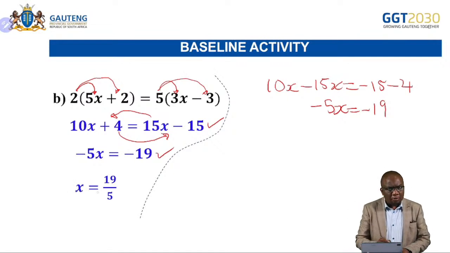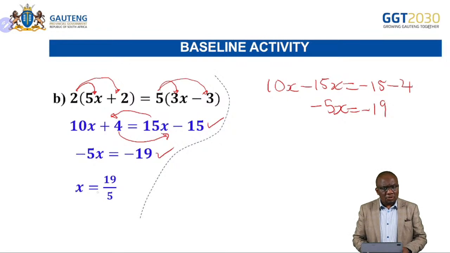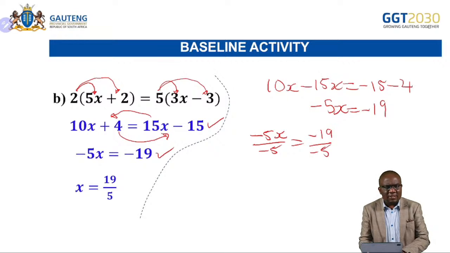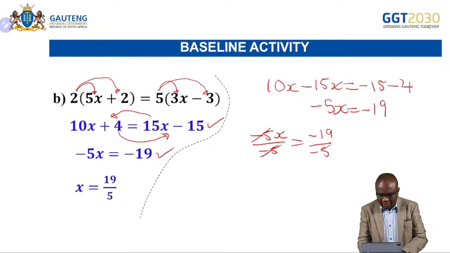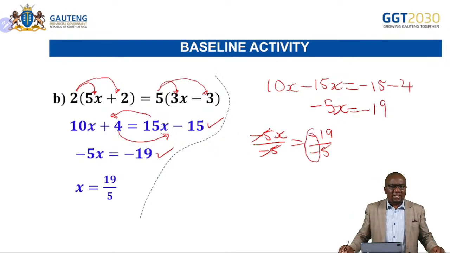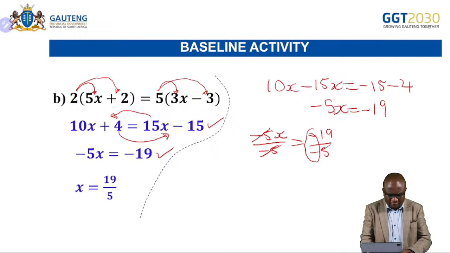Why is our answer positive? Because we are dividing negative by negative. Remember that. So negative 5x divided by negative 5 is equal to negative 19 divided by negative 5. Do you see that? Negative 5 divided by negative 5 is 1. We're dividing negative things here, and then we're getting a positive answer. Okay? Mark that if you got it right.